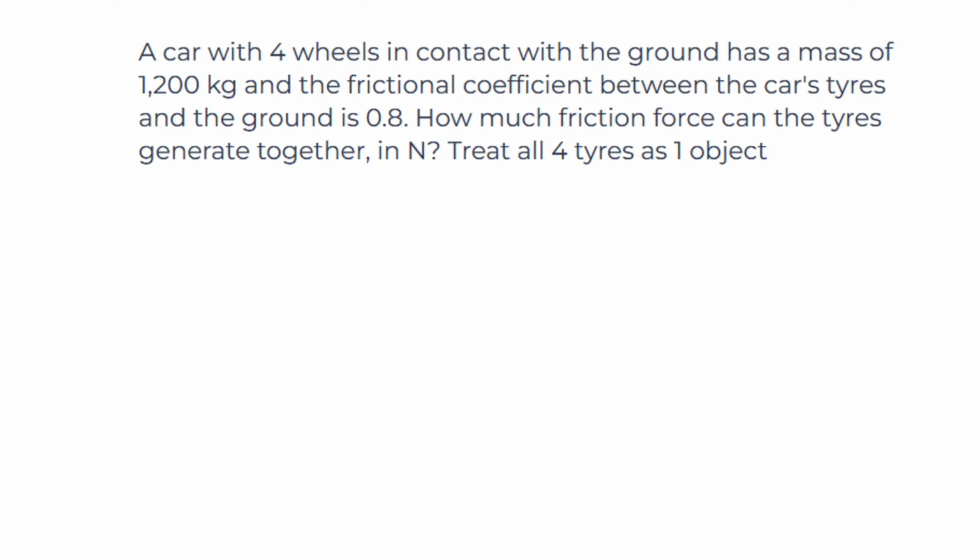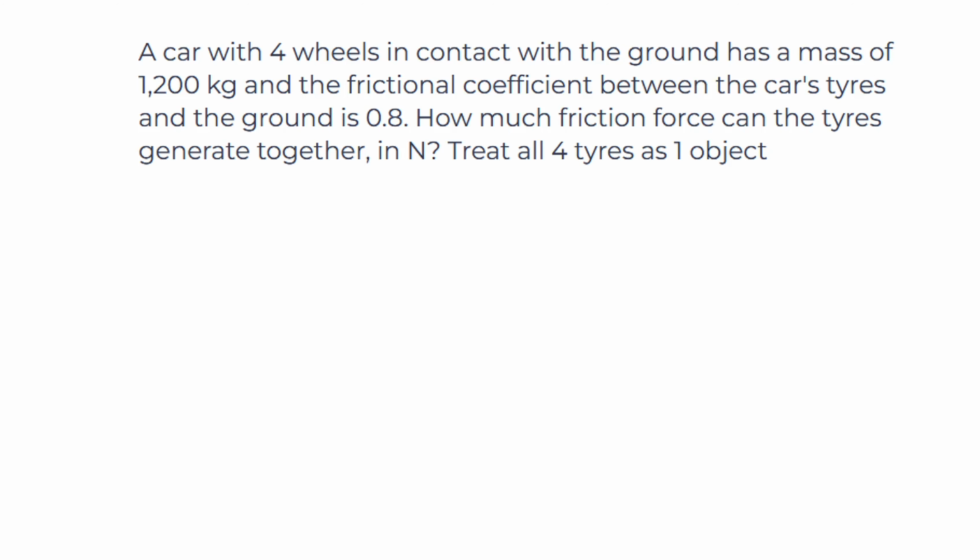Question 4. A car with 4 wheels in contact with the ground has a mass of 1200 kilograms and the frictional coefficient between the car's tires and the ground is 0.8. How much friction force can the tires generate together in newtons?